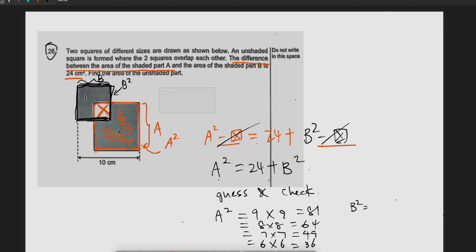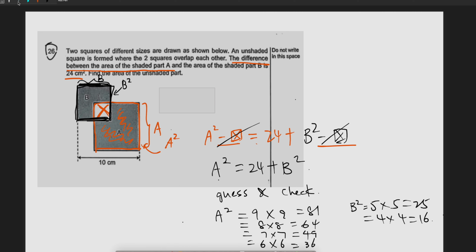And then for the B square, you can't, because B is obviously smaller than the A, can you see the B here? So you can't have anything bigger than 5. So it's 5 times 5, yes, so it's 25. And then you can test 4 times 4 is equal to 16.